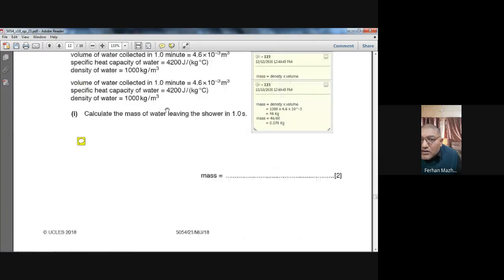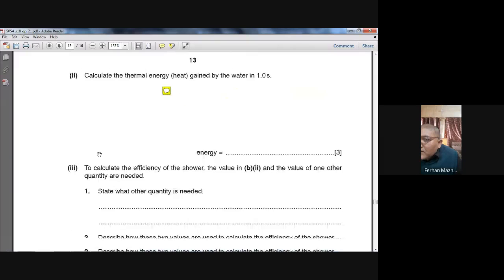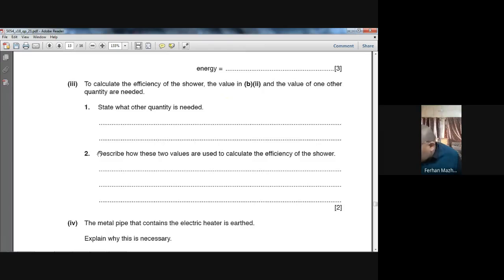Now, to calculate the efficiency of the shower, the value in the second part and the value of one other quantity are needed. State what other quantity is needed. That is the output we just calculated, the output of that heater, and the input is needed. We need to know what is the input of that heater.